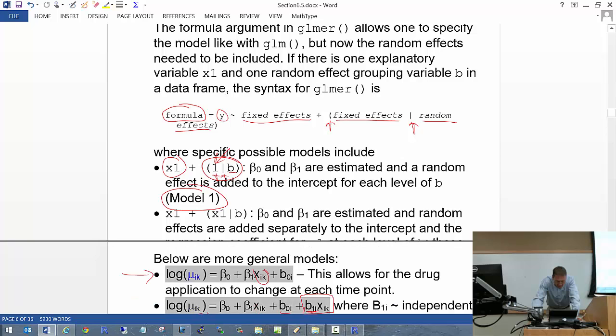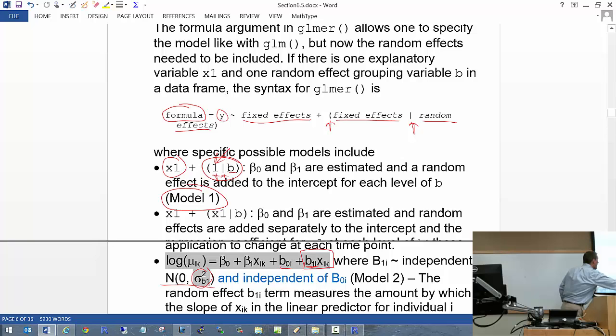There we go. So model 2 in the bottom frame here corresponds to when I have a second random effect, and it basically allows me to change the slope as well. To enter that particular model into the formula argument in R, again I have my x, and then I say x1 vertical line b. What that's going to do is automatically say, okay, you want a random effect for the intercept and for the slope. Well, why? Well, again, think of it from the standpoint of what we did before, like in chapter 2.